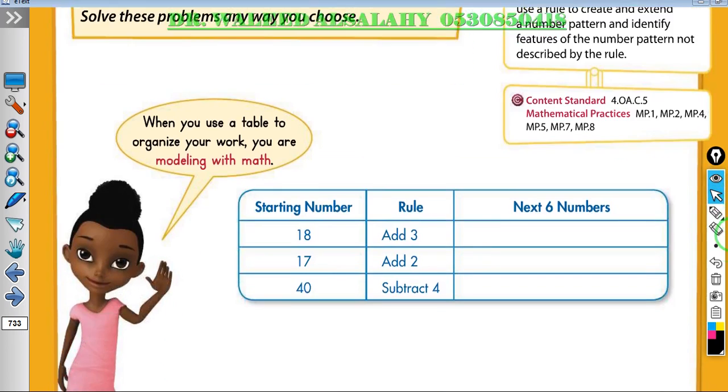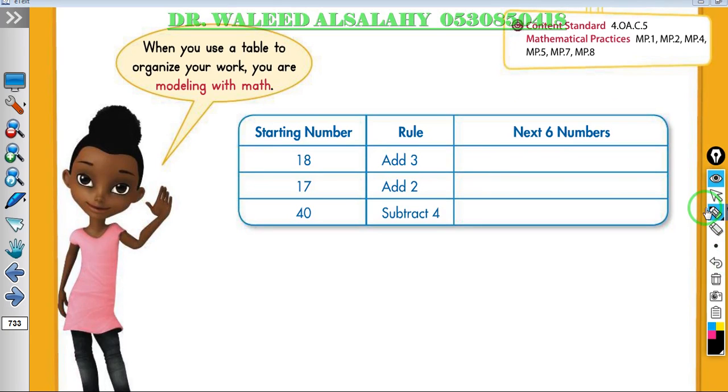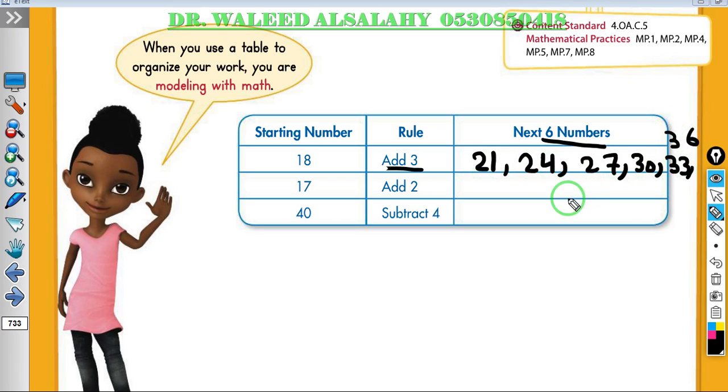So we must have a rule, like here in this question. This is the starting number. He said add 3. Add 3 to 18: 19, 20, 21. So the answer is 21. Does he need only the next number? No, he needs the next 6 numbers. So every time we add 3, it will be 24. Add 3 also, it will be 27. Add 3, it will be 30. Add 3, 33. Add 3, it will be 36. This is 1, 2, 3, 4, 5. So the next number is 36.